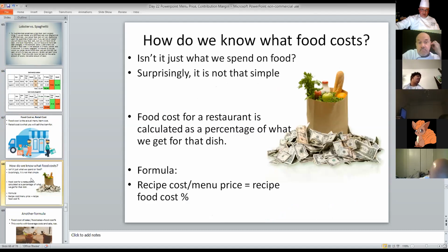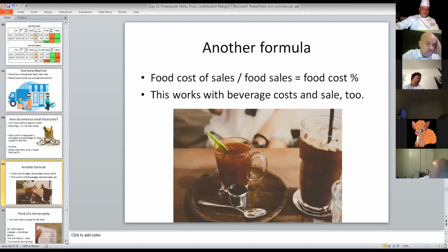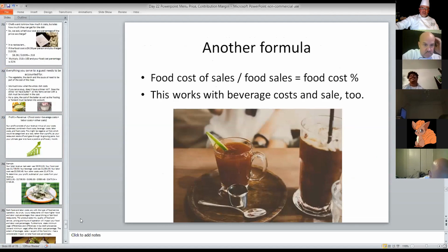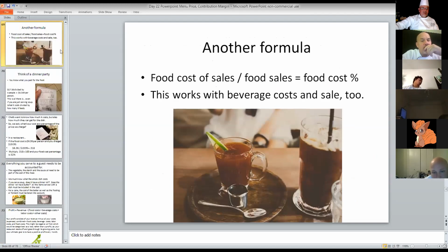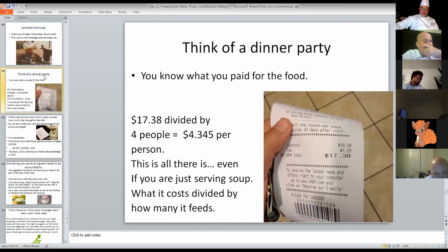Food cost for a restaurant is calculated on the percentage of what we get for the dish. Formula: food cost divided by the menu price equals recipe food cost percentage. Another formula: food cost of sales divided by total sales equals food cost percentage. Works with beverages too, cost of sales especially for beverages. Think of a dinner party. If you know what you pay for the food, $17.38 divided by 4 equals $4.34 per person. This is all there is, even if you are just serving soup: what it costs divided by how many it feeds.